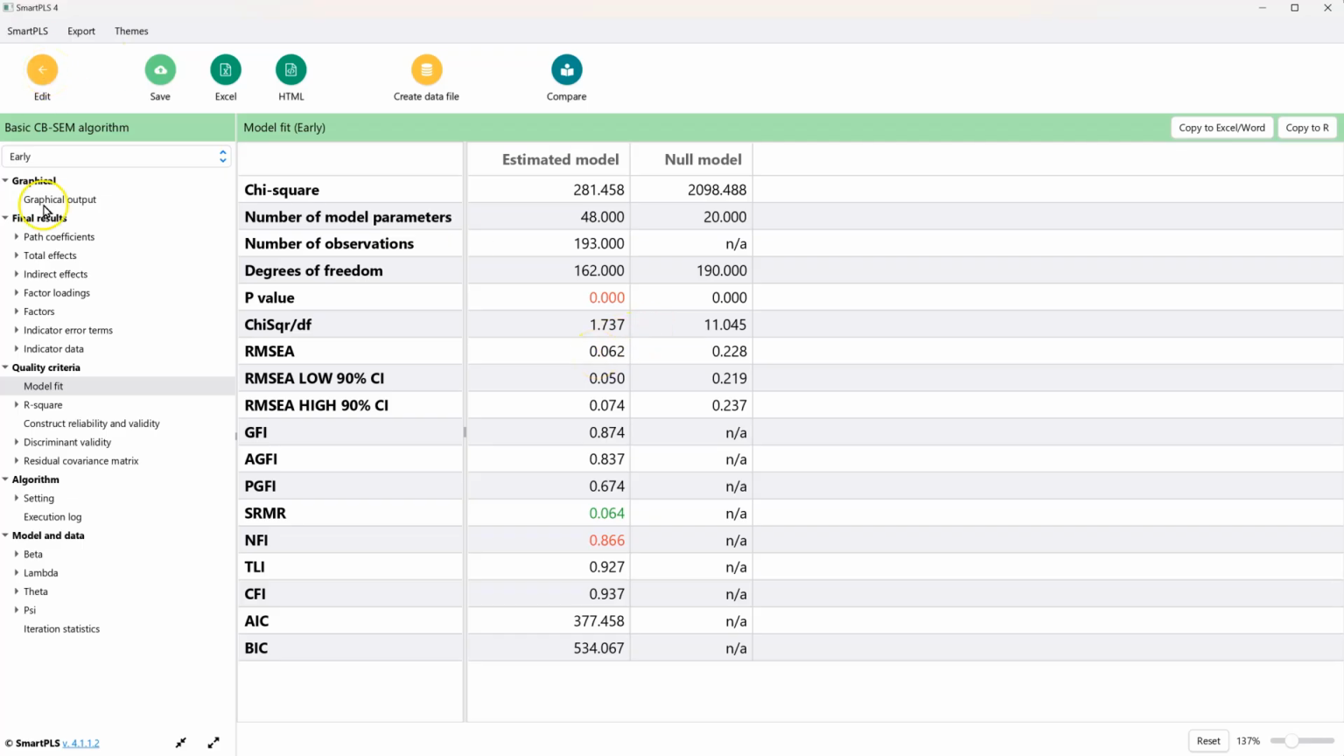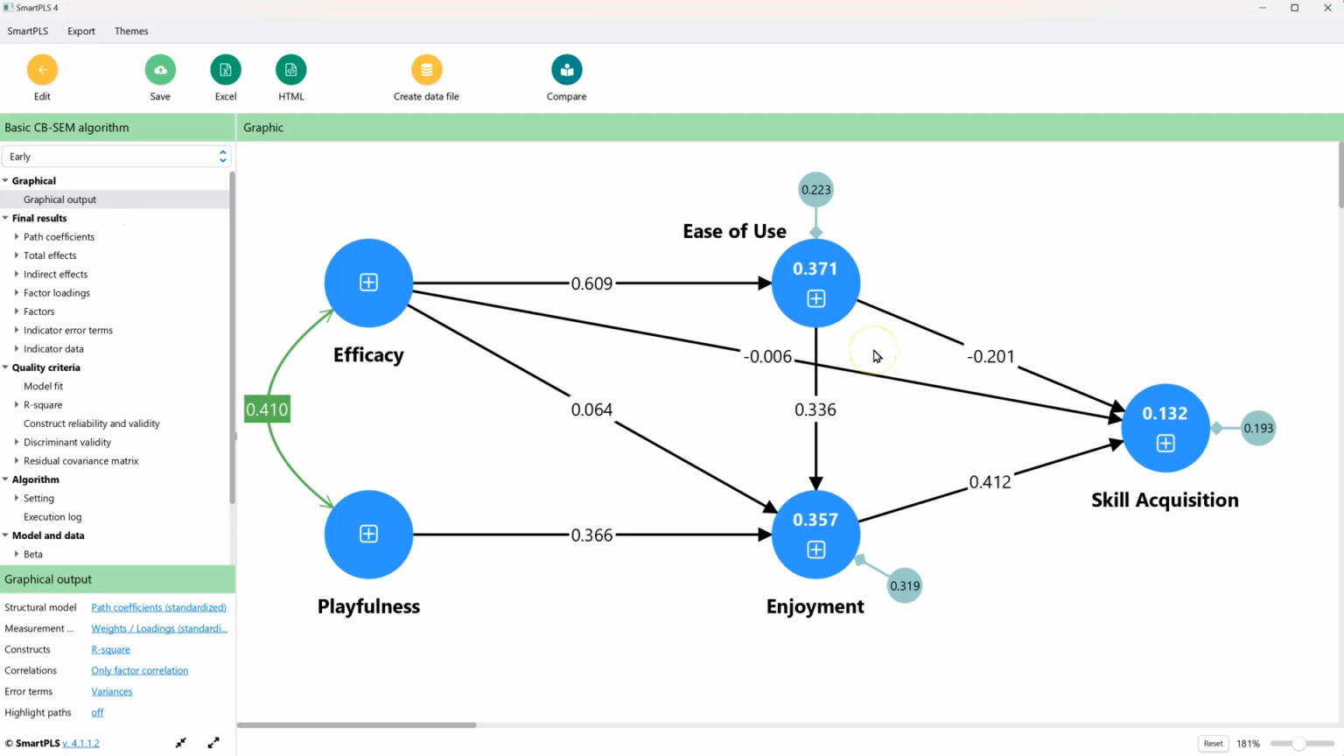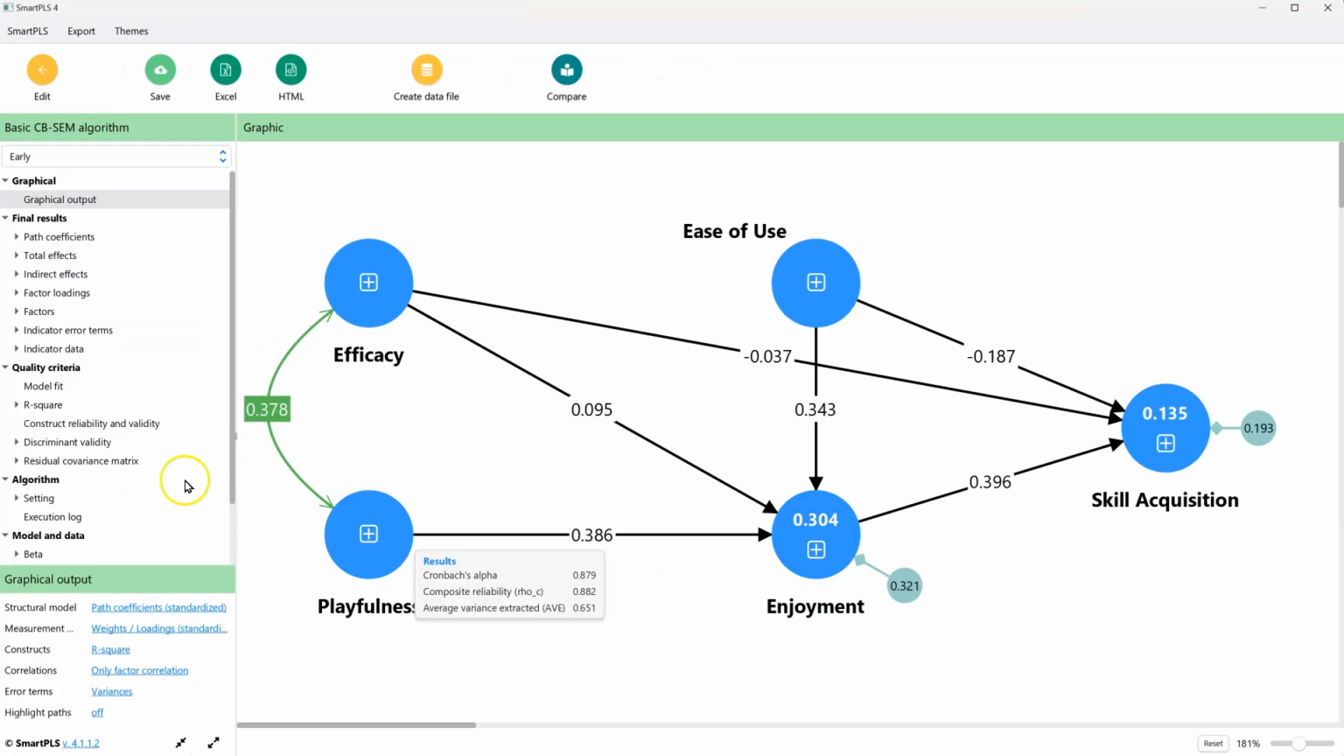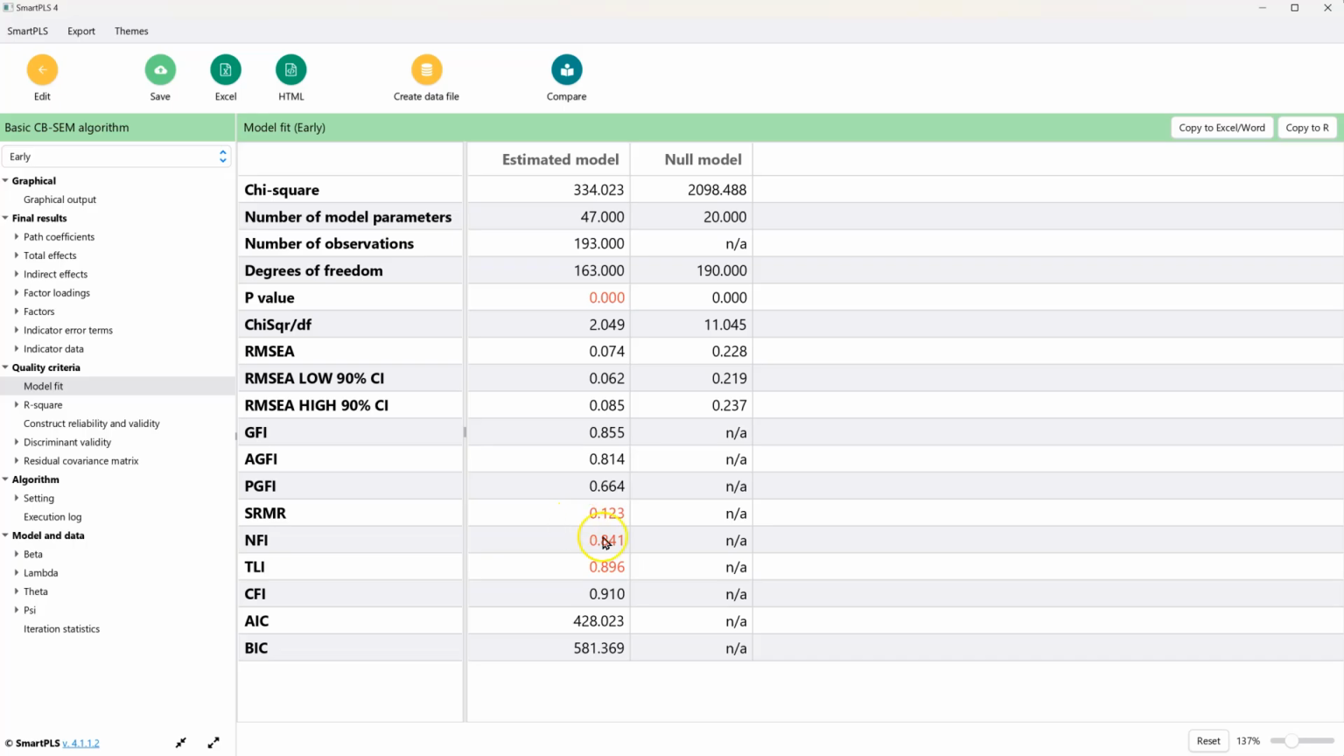Let's go back to our model and let's see what is the most potent path. It looks like from efficacy to ease of use is a very strong path. I'm going to delete it just to demonstrate a point. So let's delete that. Calculate. Run this again. Now, obviously, our model fit should have dropped. We go back to model fit. Here we go. We have reds down here. The TLI is less than 0.9. The CFI is bordering 0.9. And the SRMR is well above 0.08, so we have a problem.